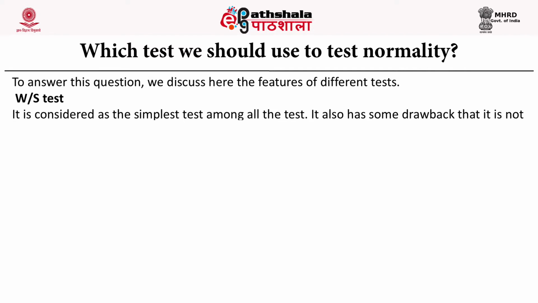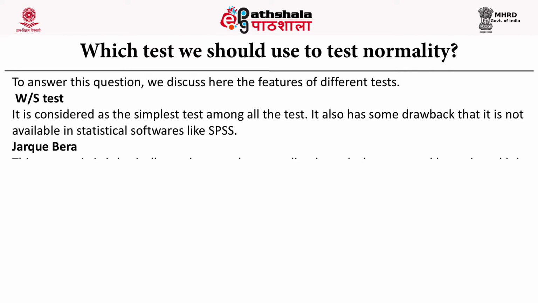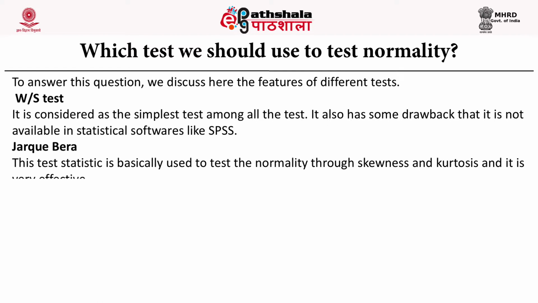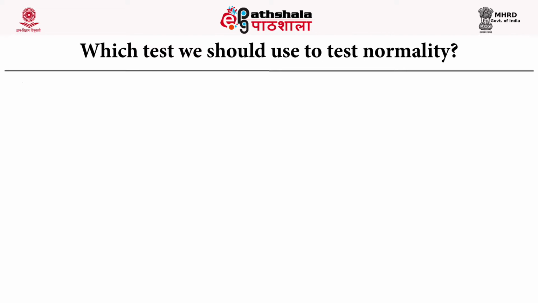Now the question is, which test should we use to test normality? To answer this question, we discuss here the features of the different tests. The W/S test is considered the simplest test among all the tests. It also has some drawbacks, in that it is not available in statistical software like SPSS. Jarque-Bera test statistics is basically used to test normality through skewness and kurtosis, and it is very effective. D'Agostino is the most powerful among all the tests.